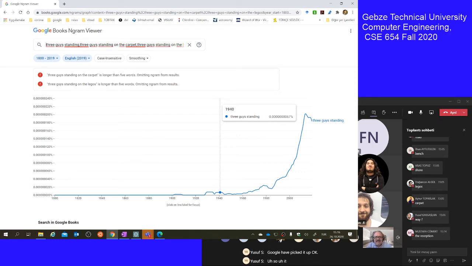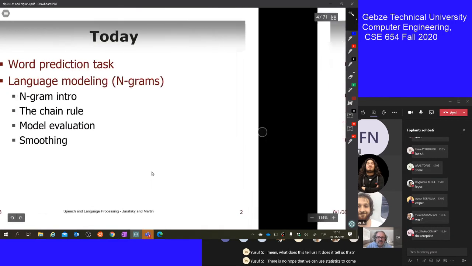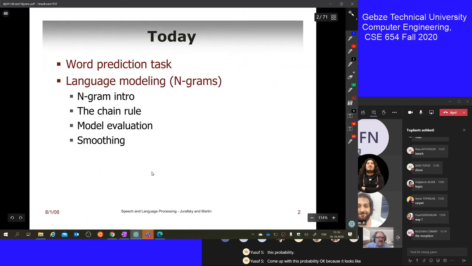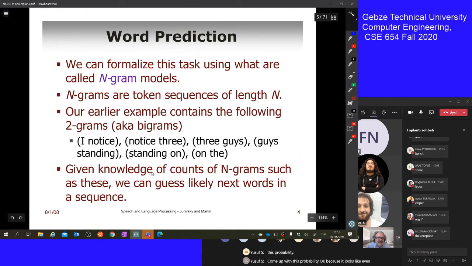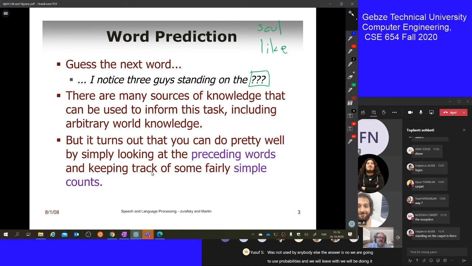What does this tell us? Does it tell us that there is no hope that we can use statistics to come up with this probability? Because it looks like even the simplest sentences were not used by anybody else. The answer is no. We are going to use probabilities, and we will be doing it in a smart way. We won't be doing it in a straightforward probability case.